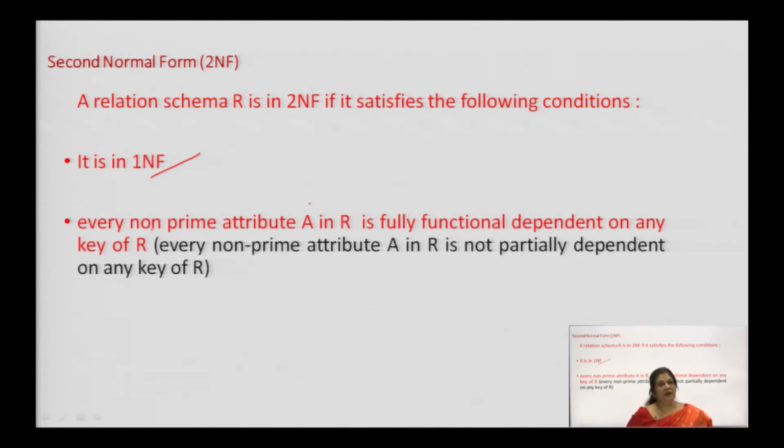What does this mean? That non-prime attributes are fully functionally dependent, or in other words, any non-prime attribute cannot be partially dependent on the key, or any non-prime attribute cannot be dependent on any part of the key. What are prime and non-prime attributes? Prime attributes are the attributes which form part of the key, and the non-prime attributes are the attributes which do not form part of the key.